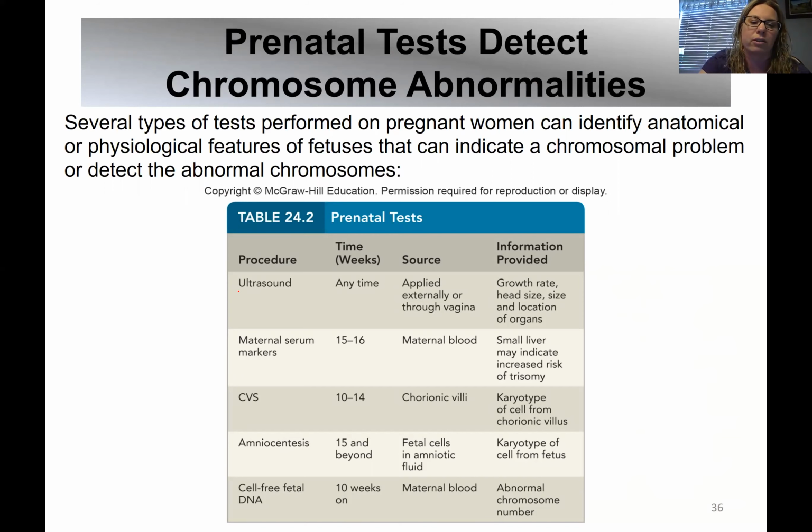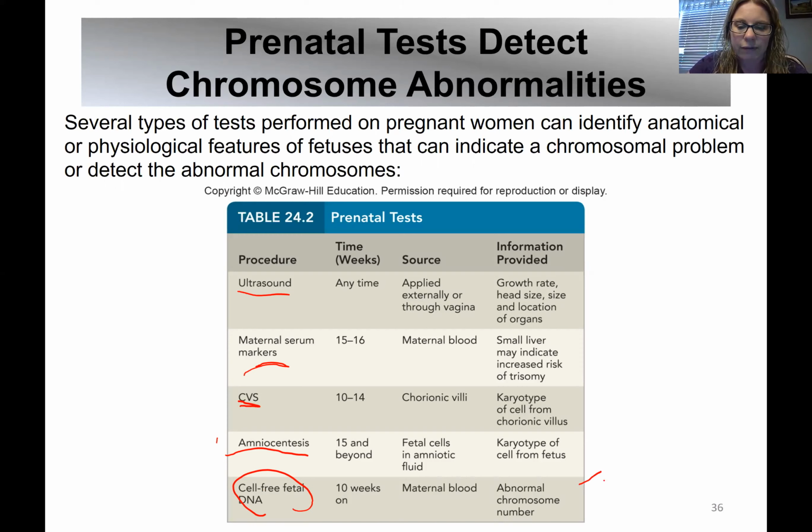An ultrasound can be done, and they'll take some measurements of the head size and the crest of the neck and some other areas. There can be maternal serum markers, where they would look at mom's blood and different components of that. There's chorionic villi sampling, which I'll show you in just a minute, amniocentesis, and then cell-free DNA.